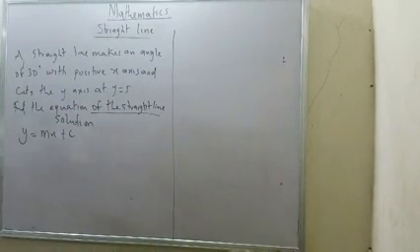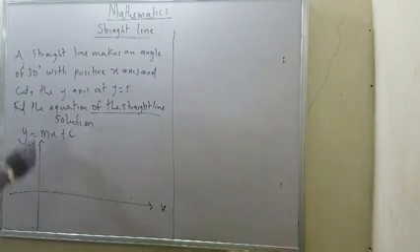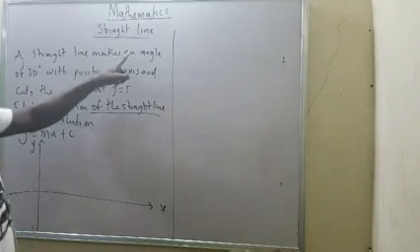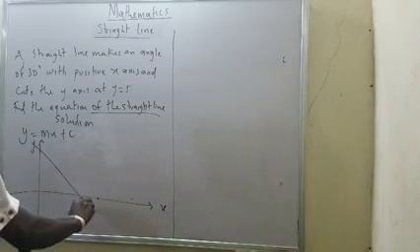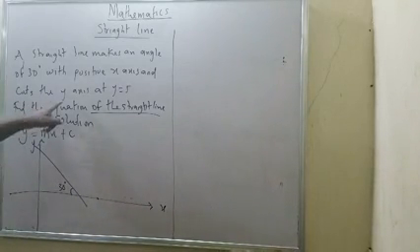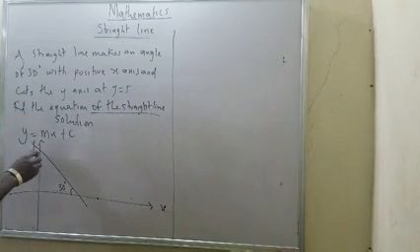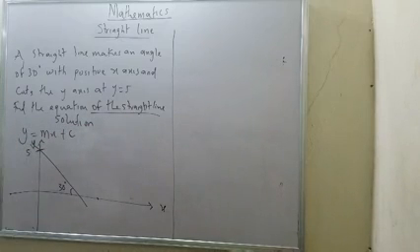Now, since I have this, I will draw my Cartesian plane. It's very, very important. Here is the x axis and y axis. A straight line makes an angle of 30 with the positive x axis. This is my angle 30. And it cuts the y axis at y equals to 5. It means it cuts off here where y equals to 5. Find the equation of a straight line. Now, how do I go?